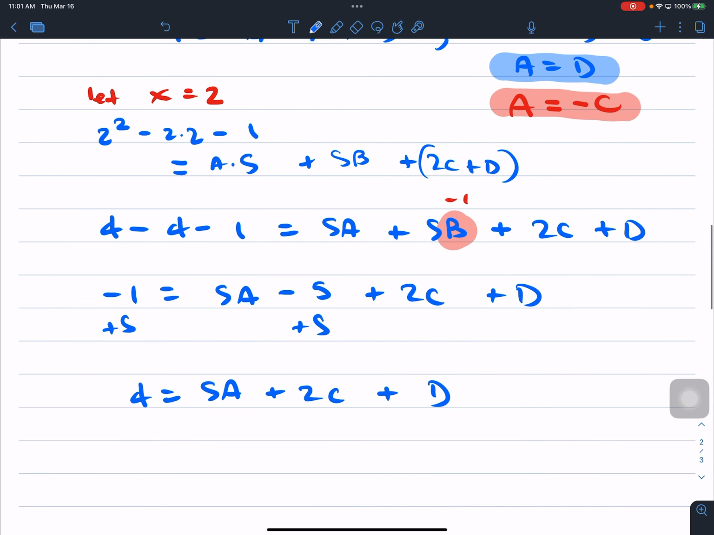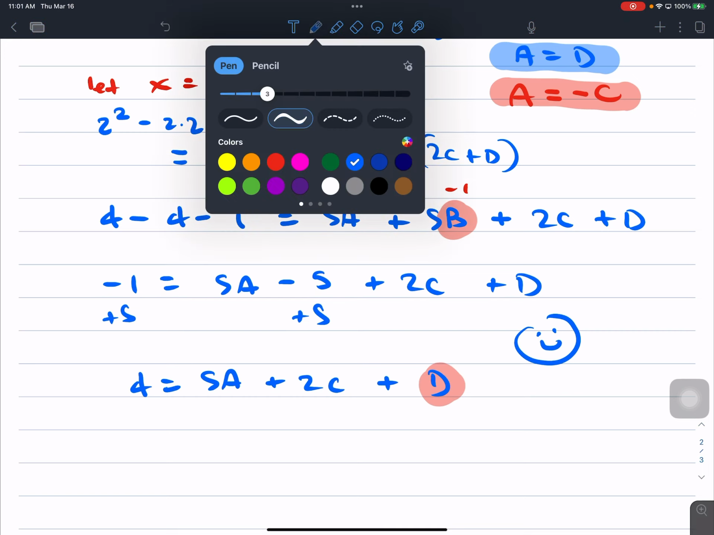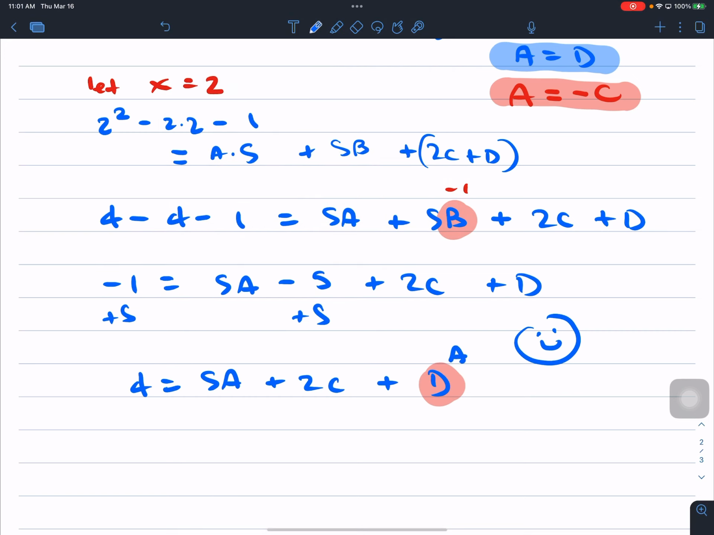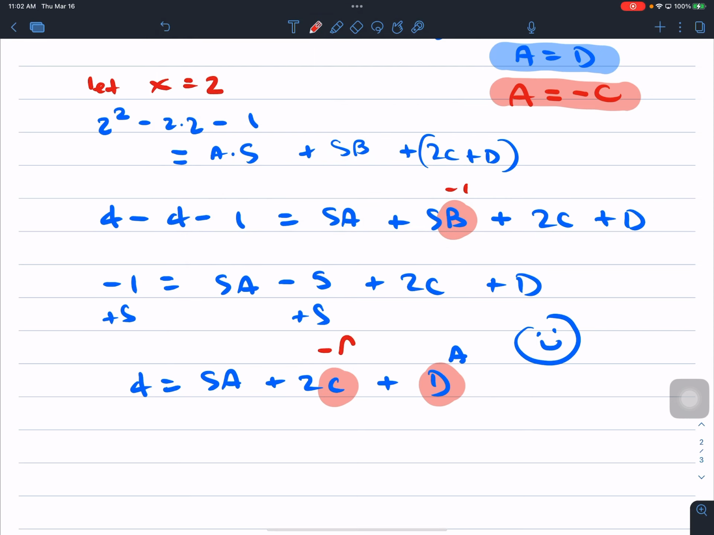So what do you guys think we can do with this now? I think we have something here. We got something. What do we have? I think I'm going to put a happy face. Why are we happy? Can you say that D equals 5A plus 2C over 4? Well, remember, what is D again? D is A. And then what is C? Negative A, is that right? If A is negative C, then C is negative A.